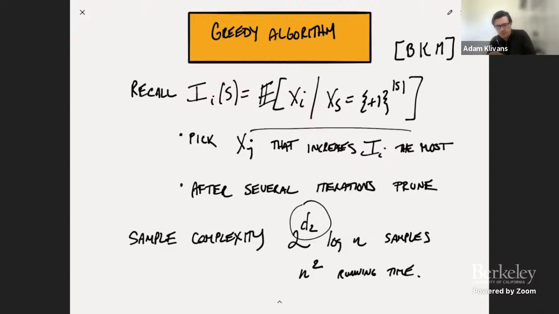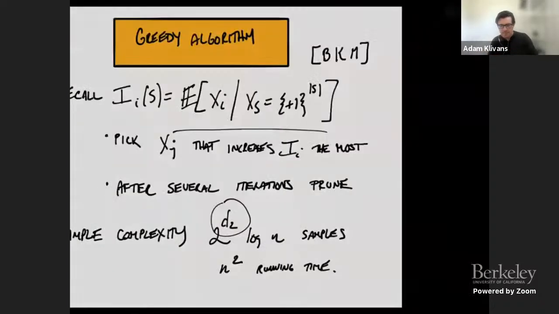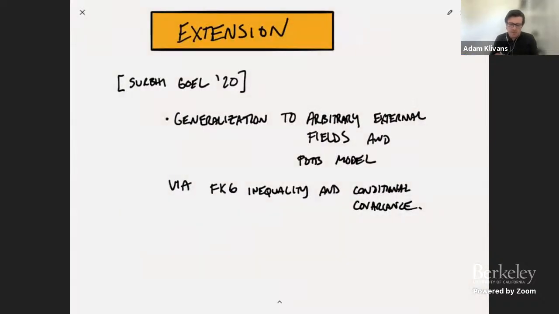Okay, so that's great. And there in 2020, Sarvi-Goa had a very interesting extension that generalized this to arbitrary external fields, as well as the Potts model for higher alphabets, using the FKG inequality and some properties of conditional covariance.